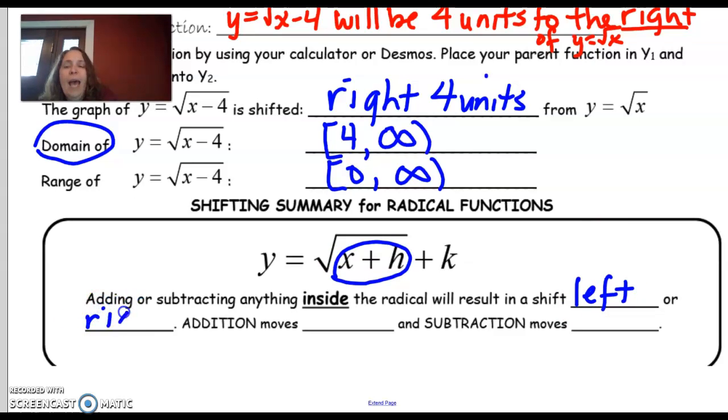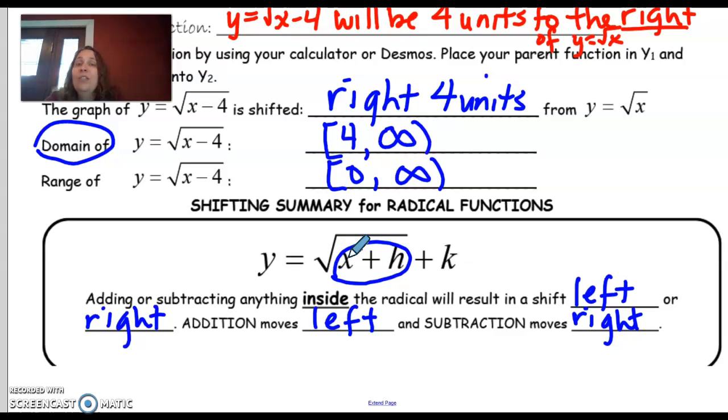And if you add, that means that you actually are going to be moving left, because again, you have to undo that operation in order to get x by itself. So you're doing the opposite of what you see. And subtraction would move right. And again, the saying, if you're interested, is what lies inside lies to you. So you see a plus, but you've got to do the opposite to get your answer.